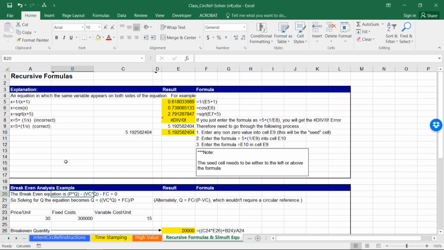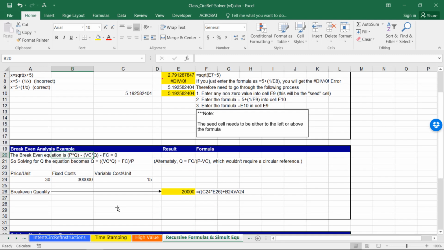Let's move on down to the break-even analysis equation. Here we have a formula, the price times the quantity minus the variable cost times the quantity minus the fixed costs equals 0. That will be the break-even quantity. Now we could have changed the formula in another way and solved it for Q, but here if we just put VC times Q plus FC on both sides of the equation, we get PQ equals VC times Q plus FC, and then divide everything by P, we get the following equation.